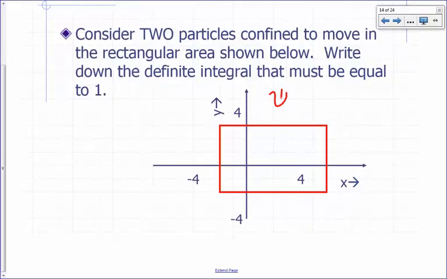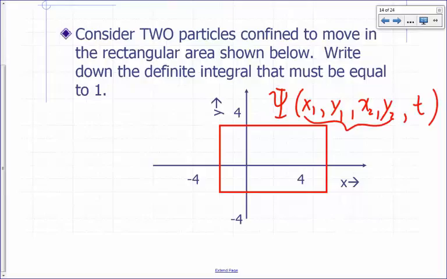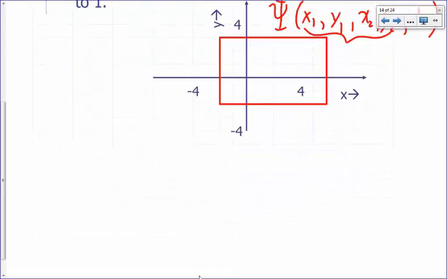So our psi must be a function of x1, y1, x2, y2, and time. It has to depend on the coordinates of both particles. So the integral that we have to write would be... okay, let's start over here.